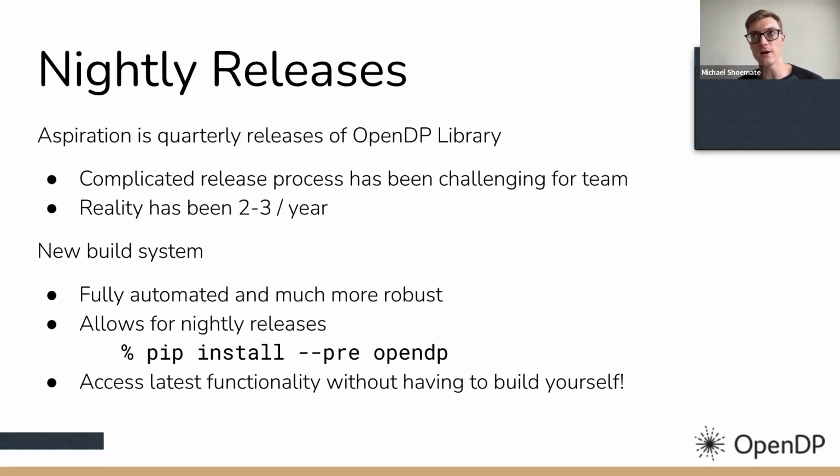Everything in the current state of the library is compiled and released every night as a pre-release. And so if you want to see the latest functionality without needing to compile the Rust binaries and deal with all that, then you can just pip install with the pre flag and get whatever is on the main branch.